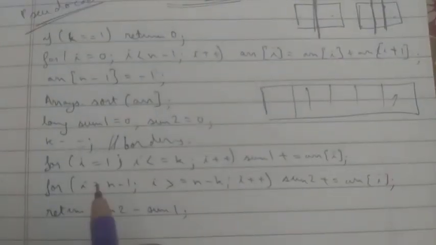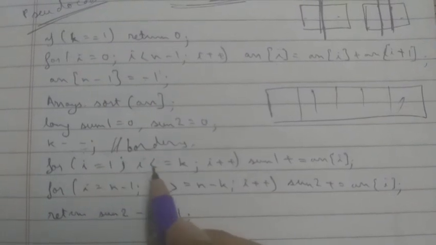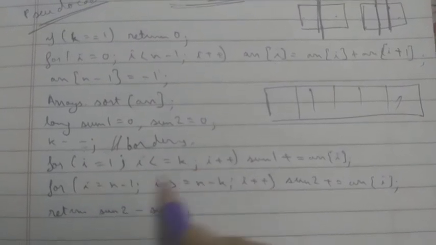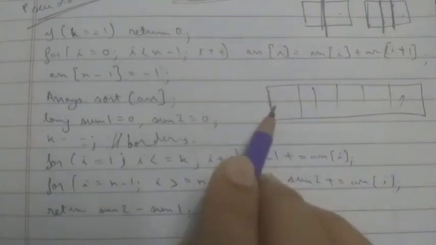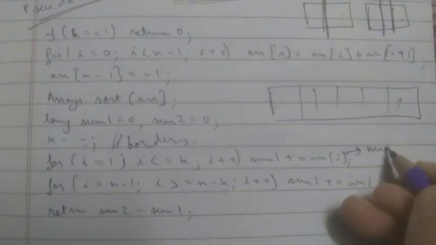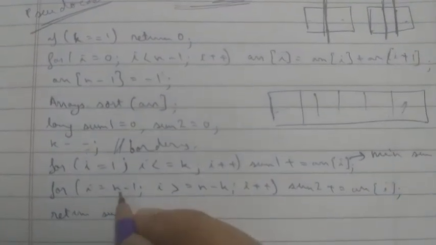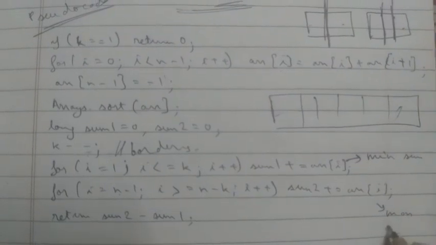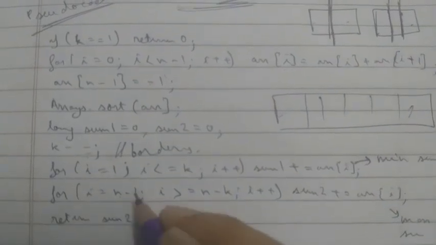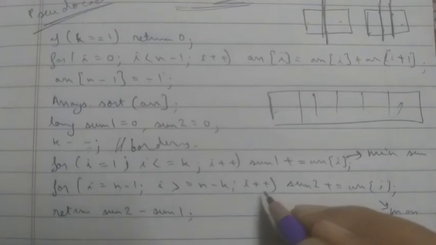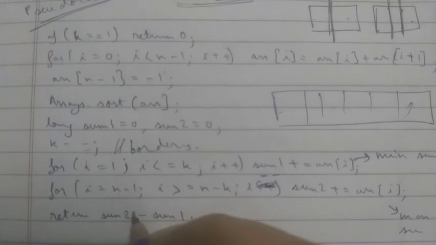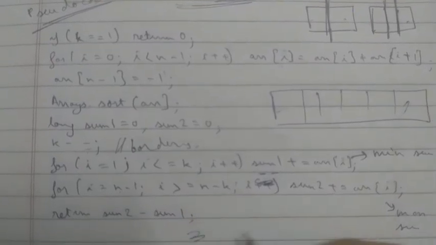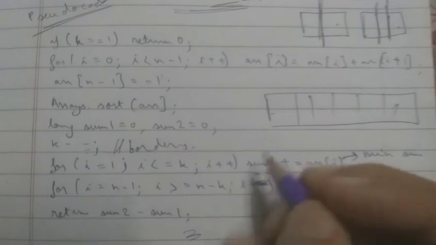Now we have to run a loop from I equals 1 to I less than or equal to k, that is the first k borders, and sum 1 plus equals AR of I. That is the sum of the first numbers, which is the minimum sum, and the last k numbers, which is the maximum sum, that is from n minus 1 down to n minus k, I minus minus, into sum 2. We have to return sum 2 minus sum 1, that is maximum sum minus minimum sum, and that is the answer. So in this case, 1 2 3 4 5.